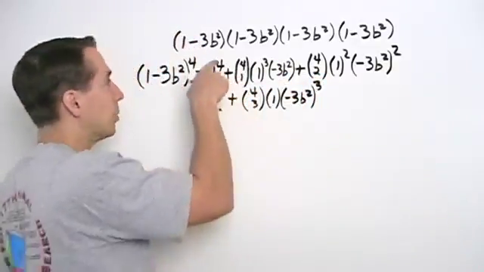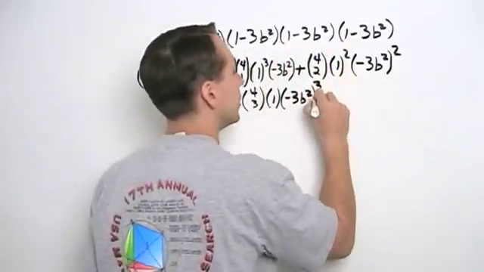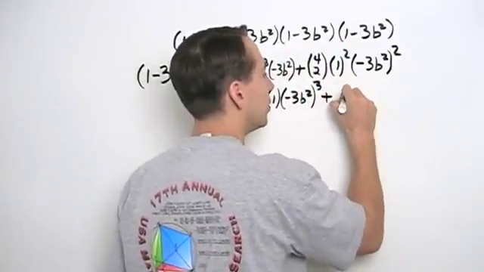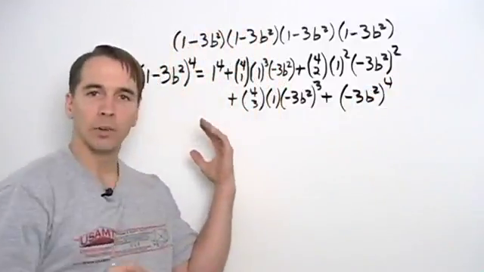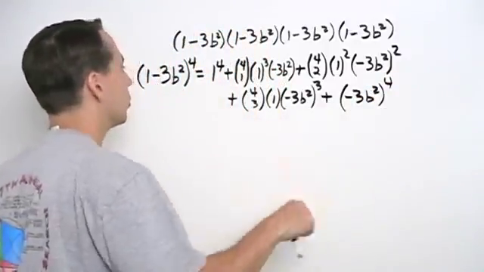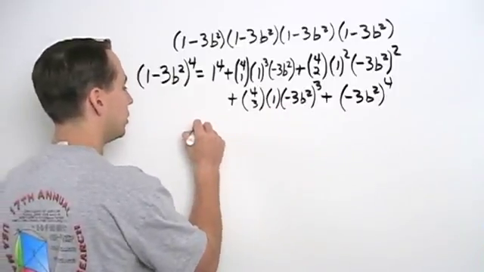And then last, I'm going to take a minus 3b squared from each one. There's only one way to do that. And I'm raising that up to the 4th. Now I have it all laid out. Now I just turn the crank, pound all this out.